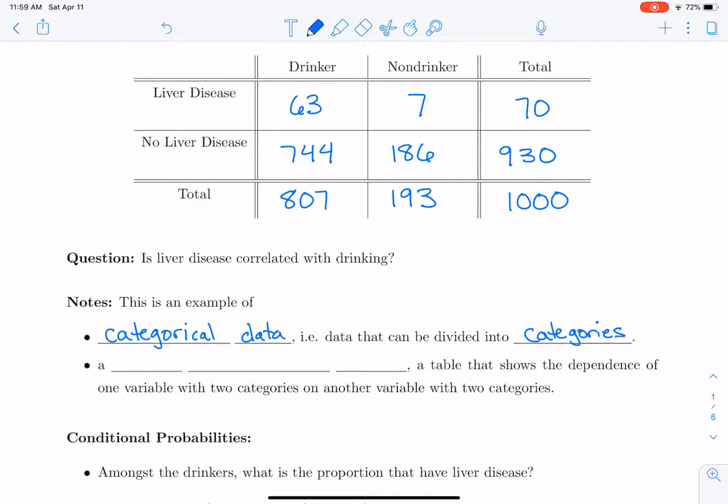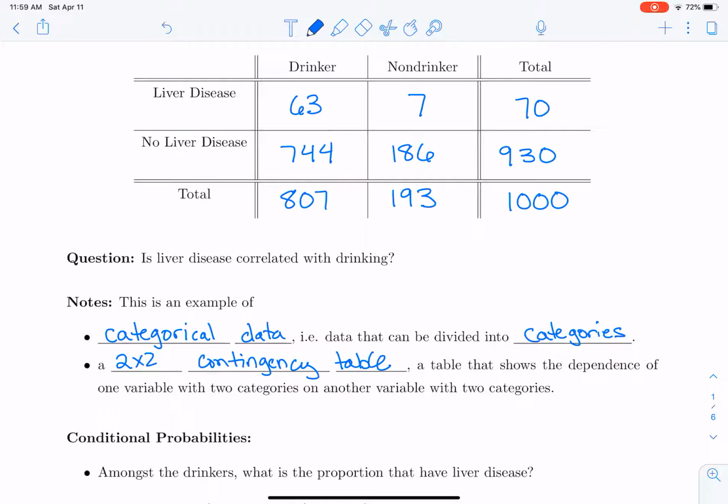Instead of there being 4 categories of blood type, here we have 2 variables. We have drinking or non-drinking, and then we have liver disease or no liver disease. So we have 2 variables and 2 categories. This is called a 2x2 contingency table. That's a table that shows the dependence of one variable with 2 categories on another variable with 2 categories.